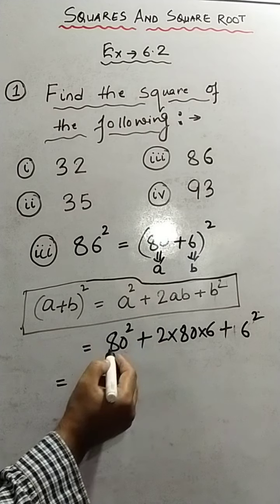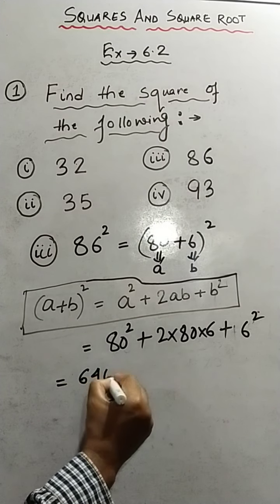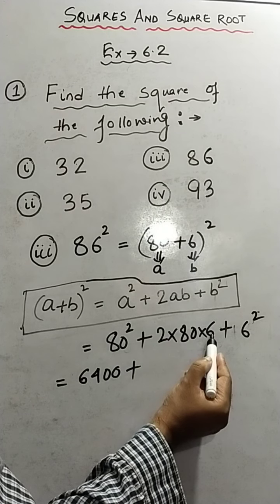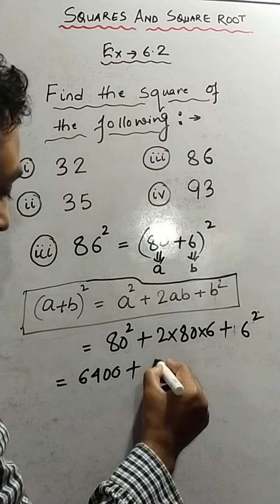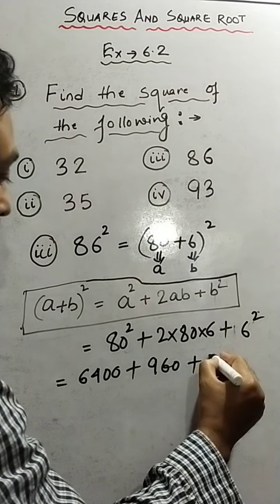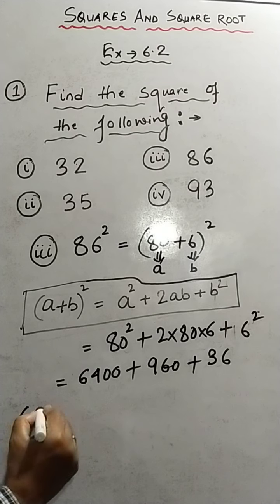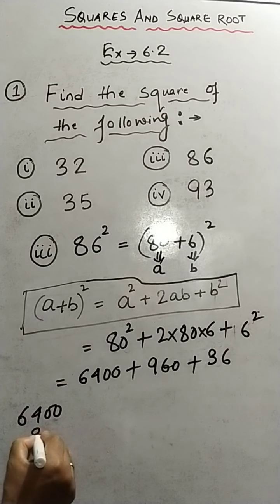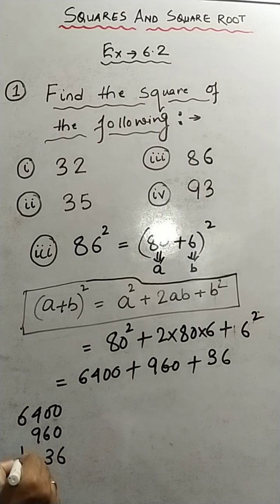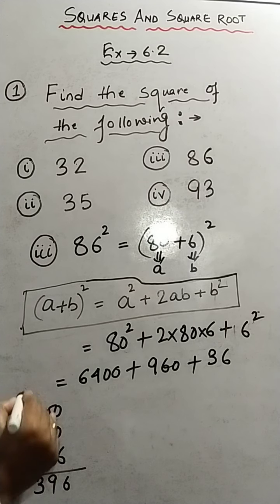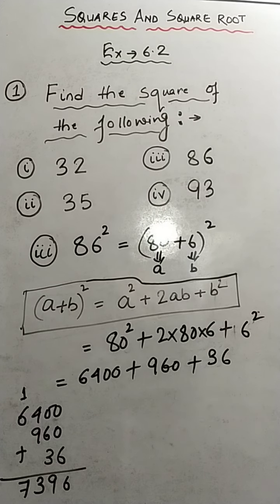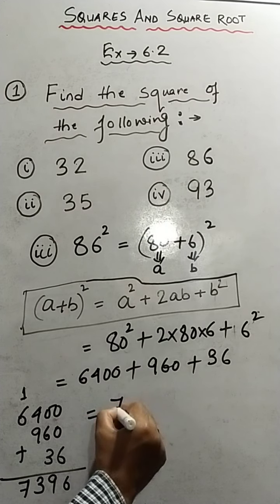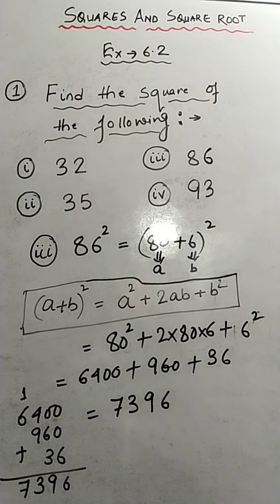Now what is 80 square? 8 8s are 64, and now we'll put 2 zeros, so 6400. Now 2 into 6 is 12, 12 into 8 is 96, so it will be 960. Plus 6 square is 36. Now we'll add all these numbers: 6400, 960 and 36. So this is your final answer: 7396. So the square of 86 is 7396. Now let's move on to the last sum of this session.